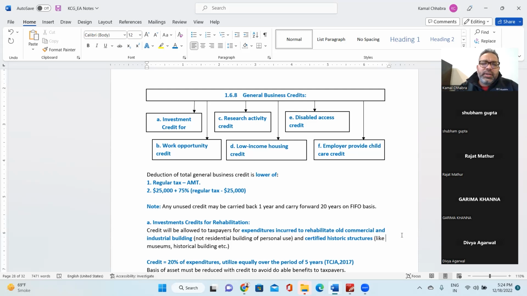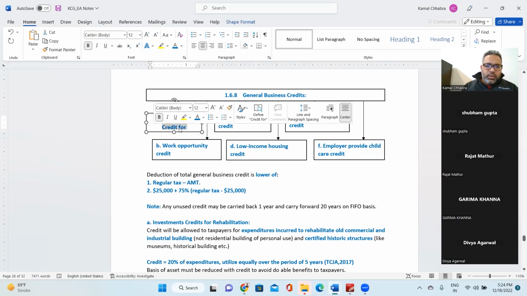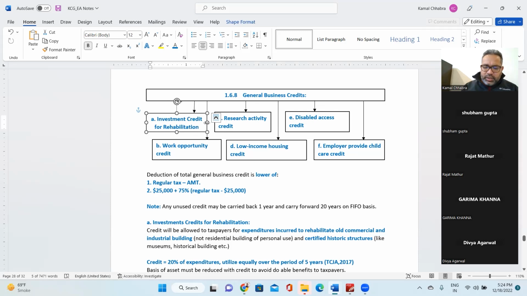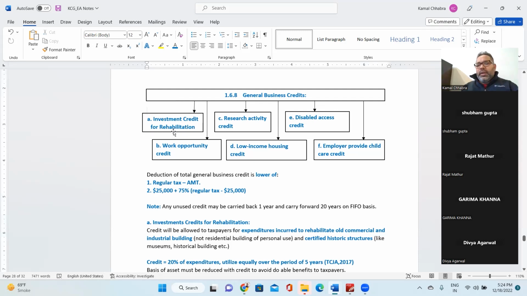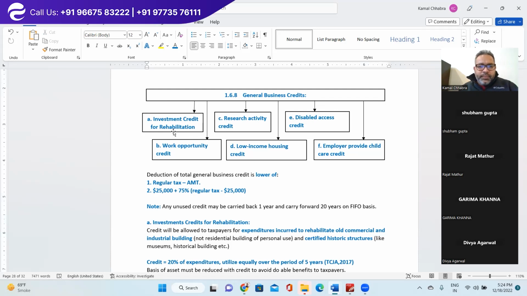General business credits include 6 categories of credit. One is investment credit, that is for the amount you pay for rehabilitation, like capital expenditure you make for the rehabilitation of your office or something like that, right? So that one is investment credit for rehabilitation, where you are doing overall renovation of your facilities. Second one is work opportunity credit.